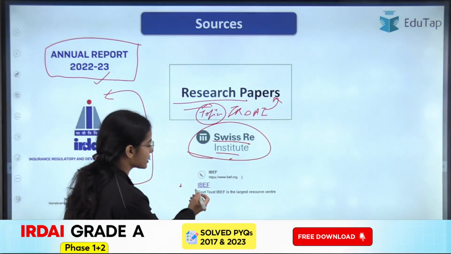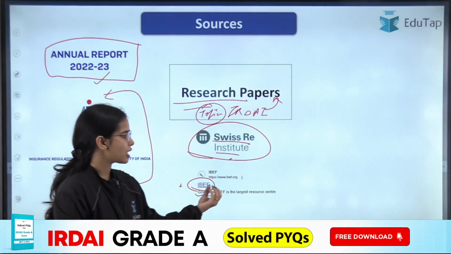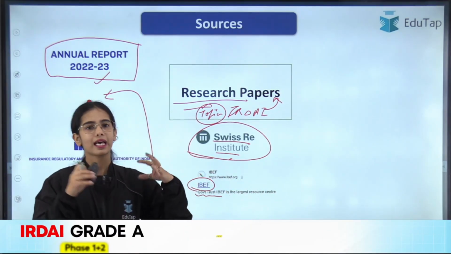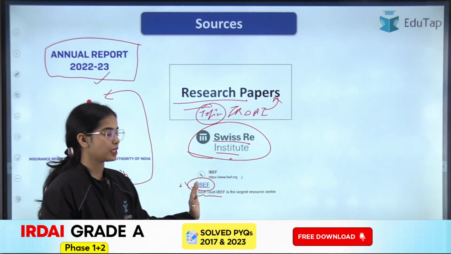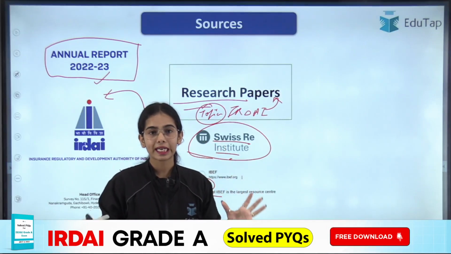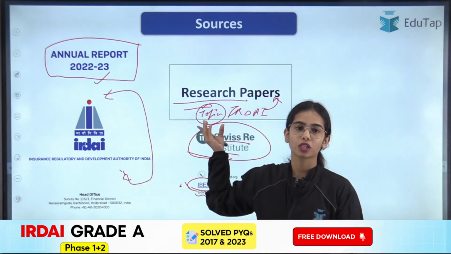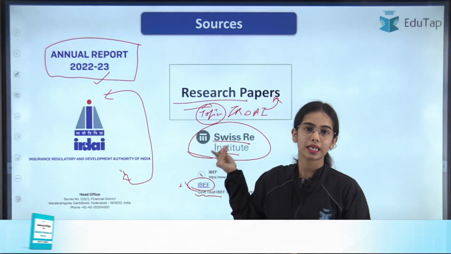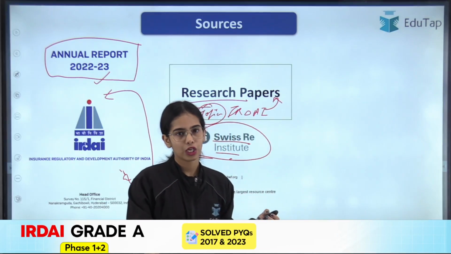Other than this, there is the IBEF, that is a government trust, and it is the largest resource center. It has much of the data available, and many of the topics you can search in the IBEF also. So you can get value addition from the research papers of IRDAI, the Swiss Re Sigma reports released by the Swiss Re Institute, and the IBEF also releases the data for different topics.